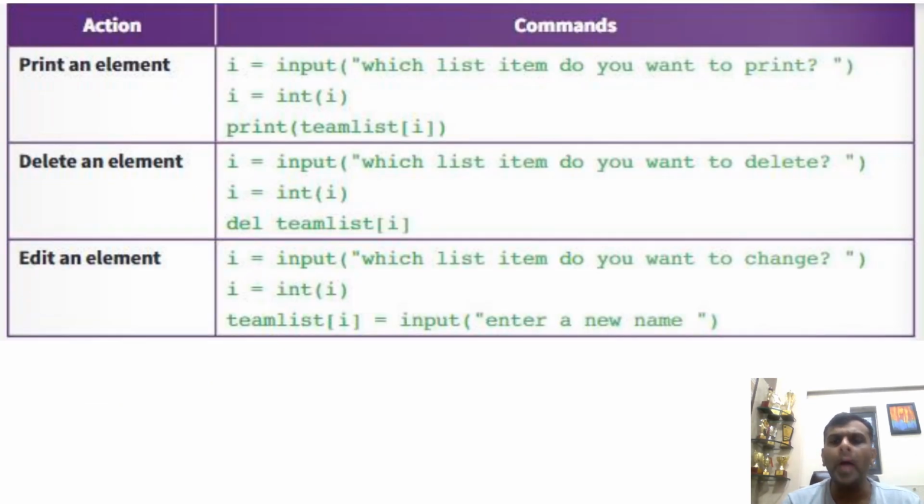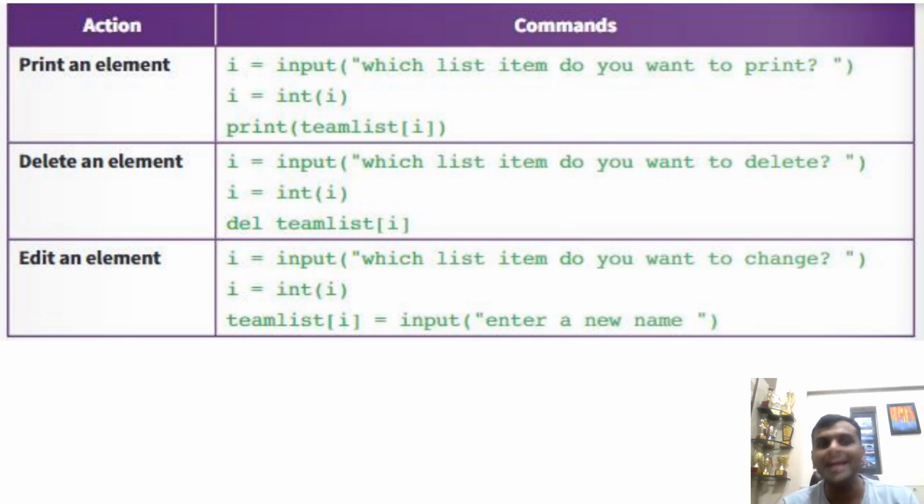Now let us see a few actions that we can perform on a list. The first one being printing a particular element in the list. So I have asked the user, please give me the input, which location you want. And after converting that location into integer, I can print just saying team list of I. Supposing I was say 2, it will print the team member present at list number 2.